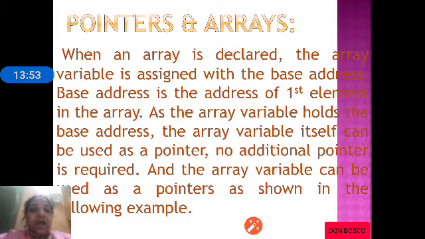Let us see how we can use a pointer with an array. When an array is declared, the array variable stores the address of the first value in the array, which is called the base address. The array name itself stores the base address. Base address is nothing but the address of the first variable in the array. Therefore, no additional pointers are required, but still if you want to have a pointer to the array, we can do it in the following example.